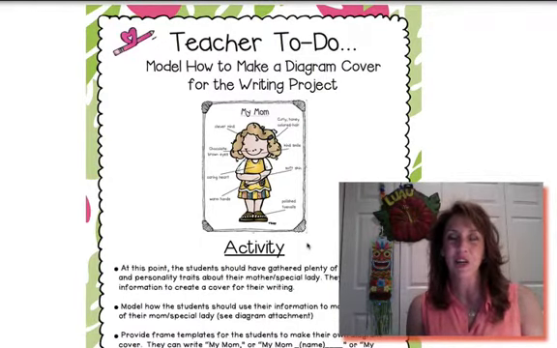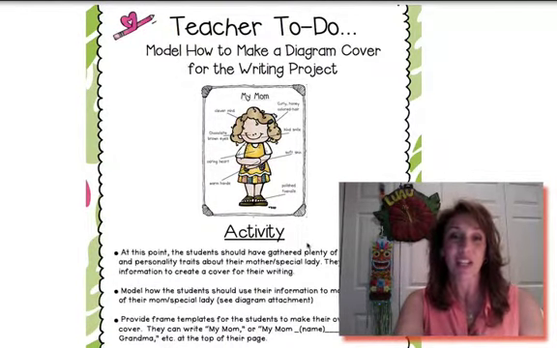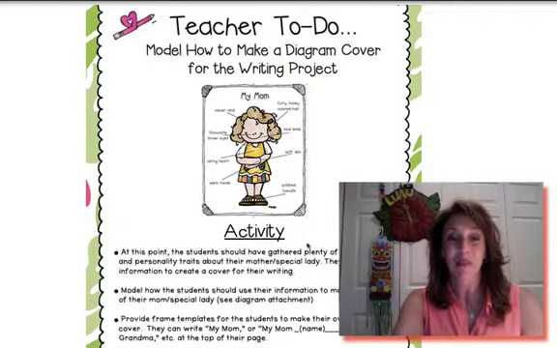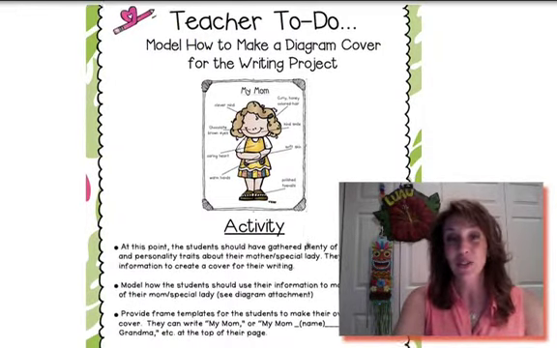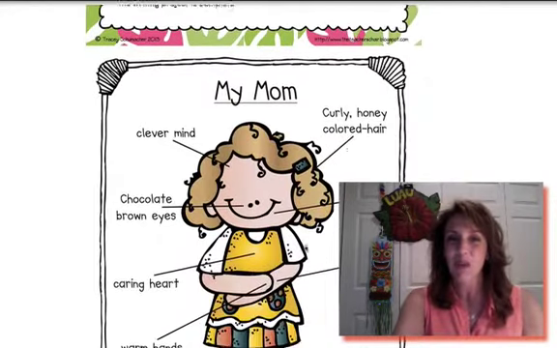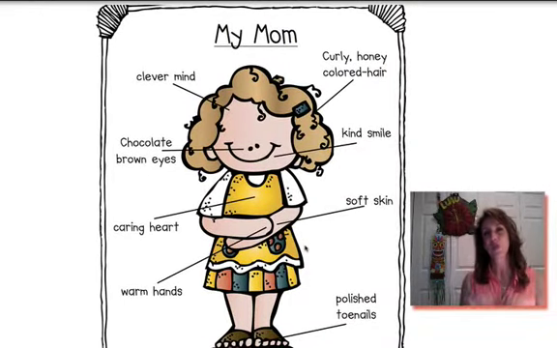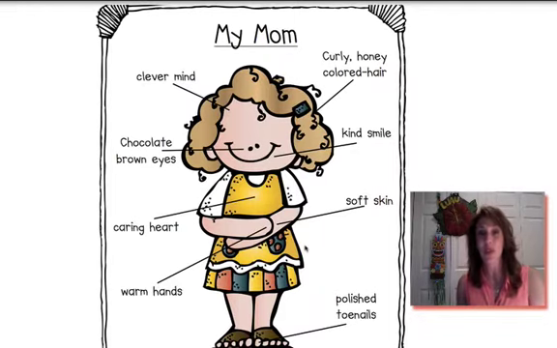At this point in the year, many of us have already touched on nonfiction and features of nonfiction text, such as a diagram. So at this point, the students should have gathered plenty of physical traits and personality traits about their moms, and they'll use this information to make a diagram. So again, you're going to model how to do this in front of the children, and I do have a sample diagram right here. And you want to put it up, and you could use this one, or you can create one on your own, and you can have the students help you as they sit on the carpet.